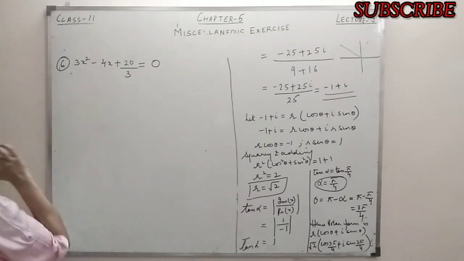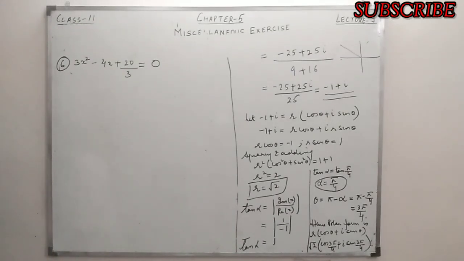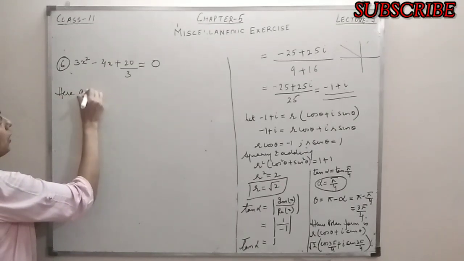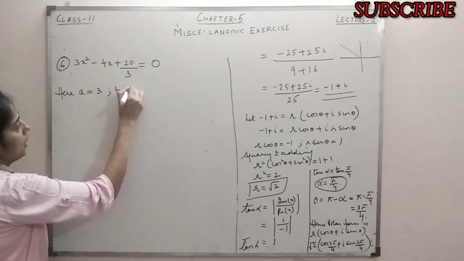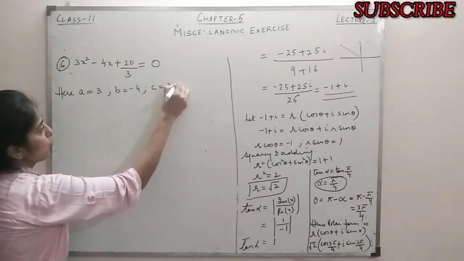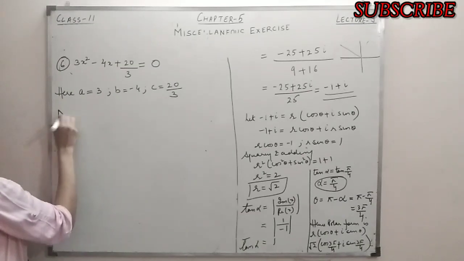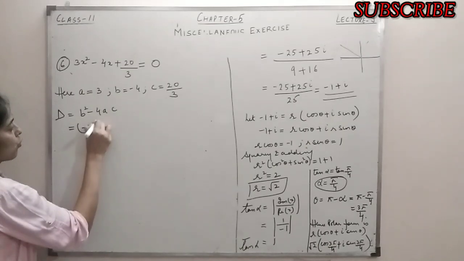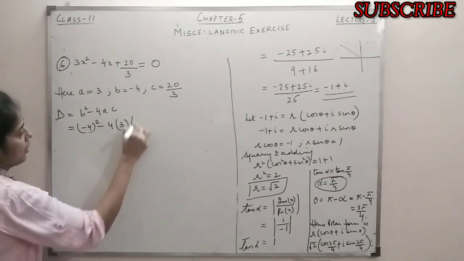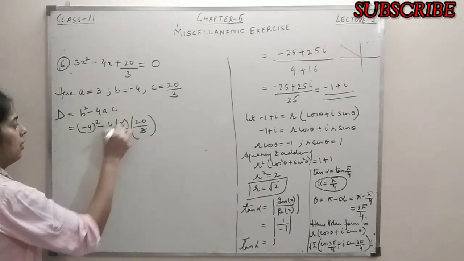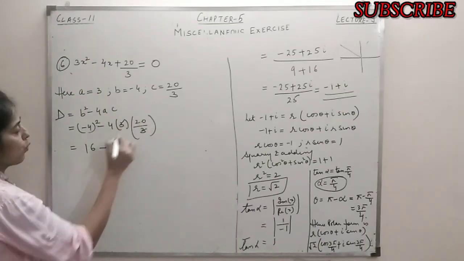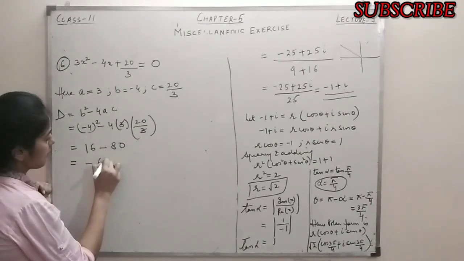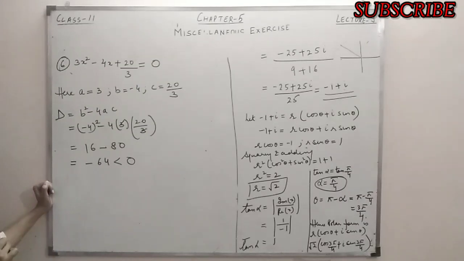3x square minus 4x plus 20 upon 3. So how have we done it? By comparing with the standard form, here we have a equals 3, b equals minus 4, c equals 20 upon 3. What is the discriminant? That is b square minus 4ac. That is minus 4 square minus 4 times a is 3, c is 20 upon 3. That is 16 minus 4 into 20, that is minus 80. So 16 minus 80 is minus 64, which is less than 0.